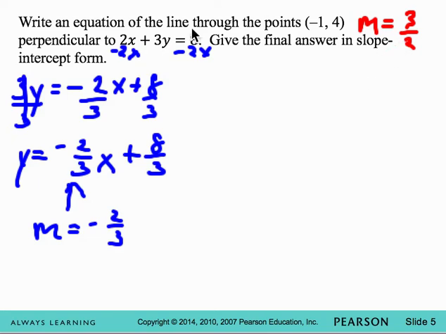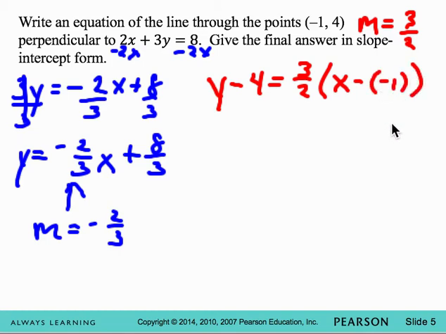So now, because it said perpendicular, right? Now I have a point and a slope. That's what I need. Let's plug into our formula: y minus the y coordinate equals m times x minus the x coordinate.